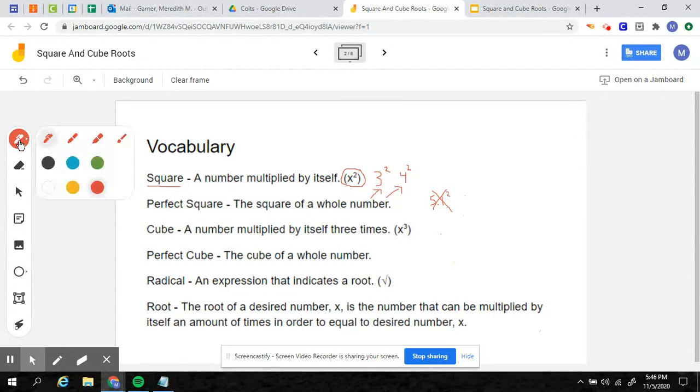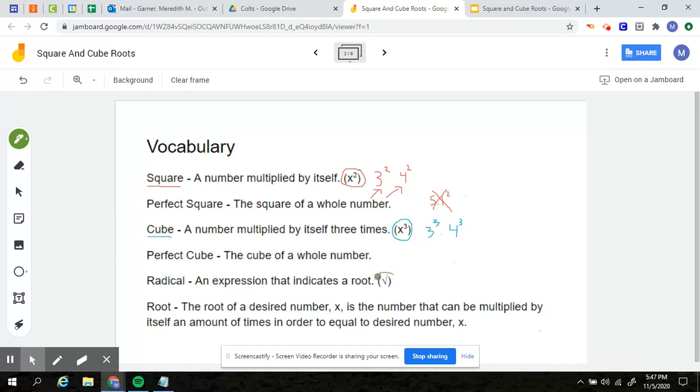And then cube is, once again, you should recognize it from our exponents unit. We say cube is anything raised to the third power. So x cubed, 3 cubed would be 3 to the third power. 4 cubed would be 4 to the third power. And once again, a perfect cube is the cube of a whole number. So once again, 3 cubed and 4 cubed, those are both perfect cubes because you are raising a whole number to the third power.